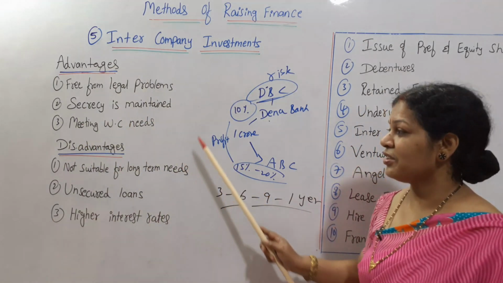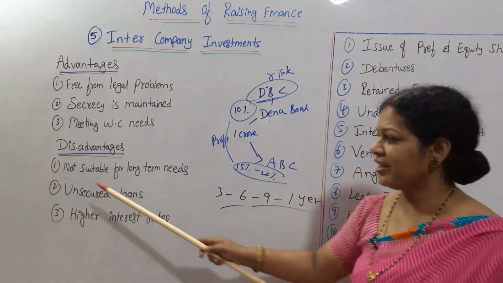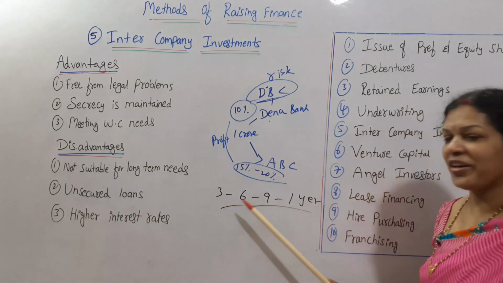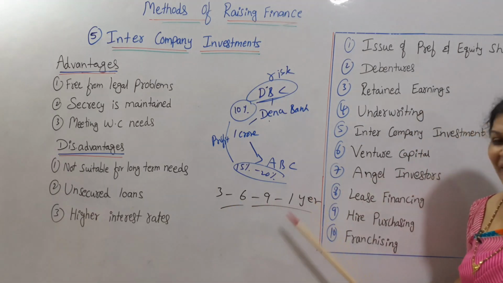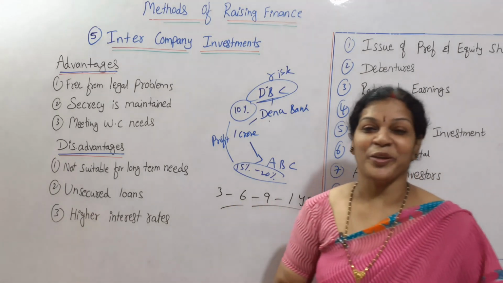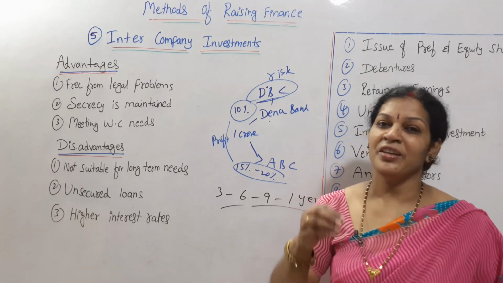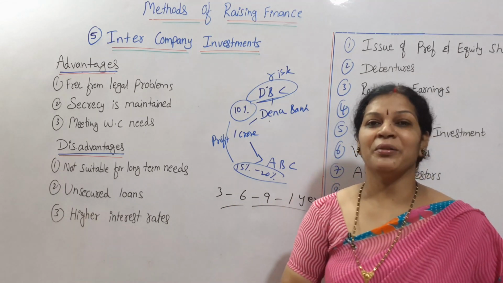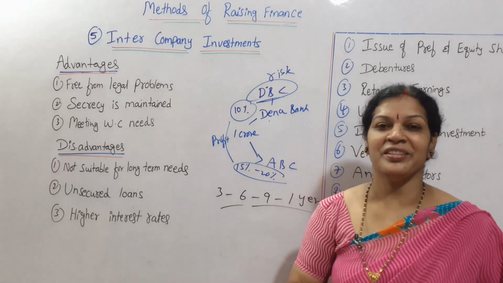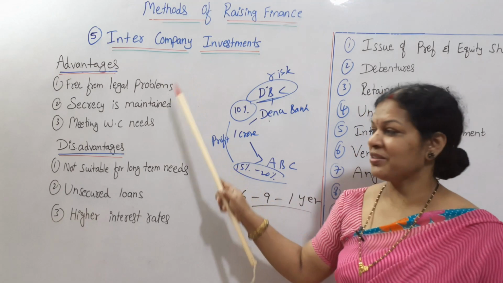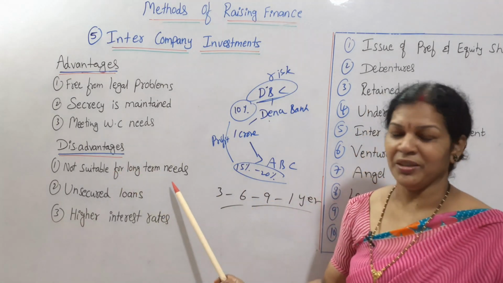Now if you see the disadvantages, there are only 3. One is that it is not suitable for long-term needs. This is short-term, no? 3 months, 6 months, 9 months, 1 year. Long-term is not possible. If you want to take any kind of long-term investment, you need to depend on equity shares, preference shares and debentures, but not on intercompany investments. So this is not suitable for long-term needs.